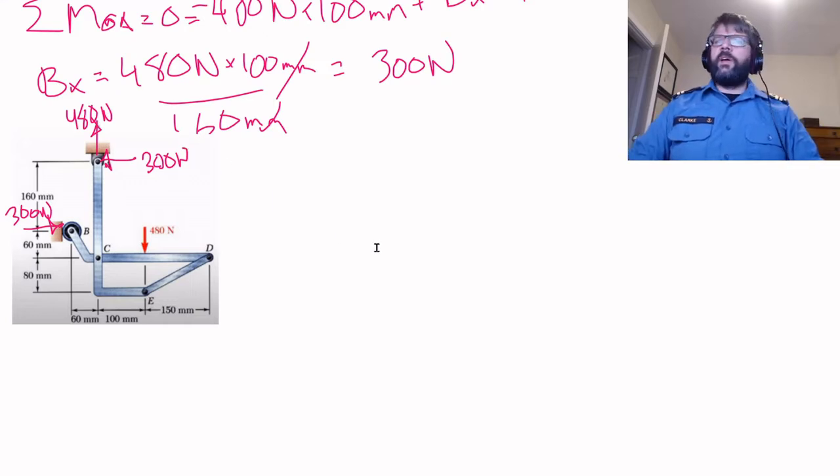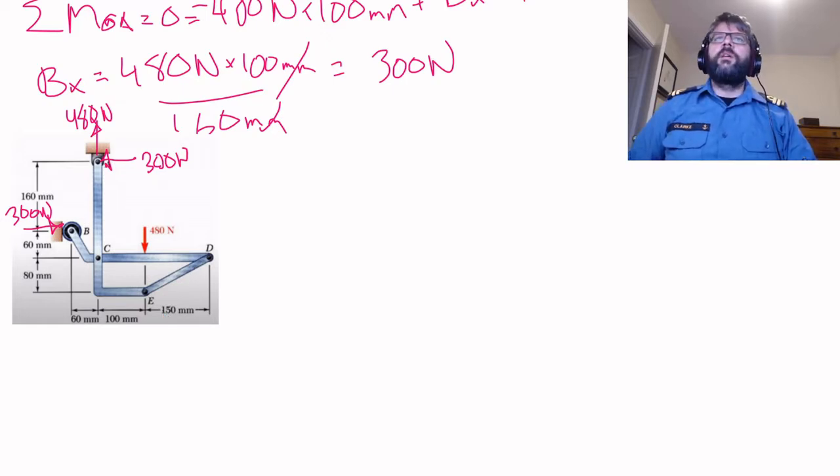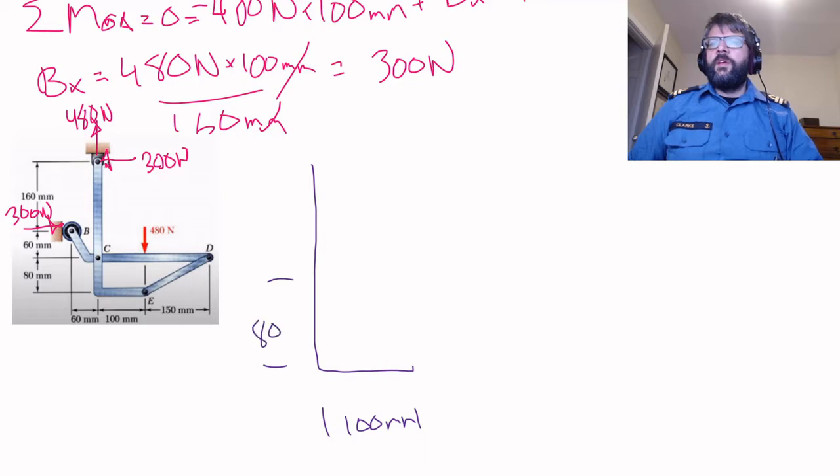So let's have a look at that bar or link ACE. If we look just at ACE, it's 100 millimeters, 80 millimeters, and then from A to C, that'll be 160 millimeters plus 60 millimeters, that's 220 millimeters.